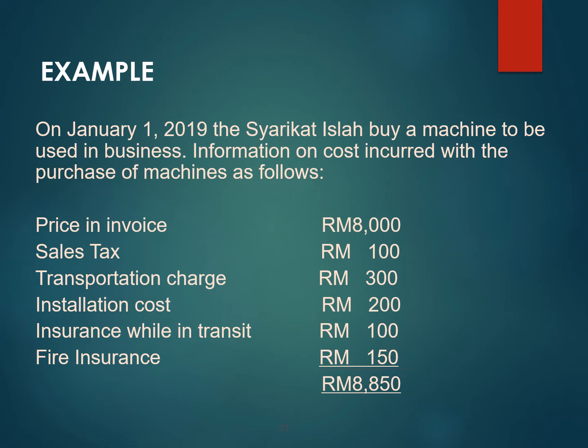Okay, let us go to the example here. On January 1st, 2019, Syarikat Islah buys a machine to be used in business. Information on costs incurred with the purchase of the machine is as follows. Okay, the listed costs: price in invoice 8,000 ringgit, sales tax 100, transportation charge, installation cost, insurance while in transit, and also fire insurance. Total altogether the cost is 8,850. So how do we calculate, and how do we record it?